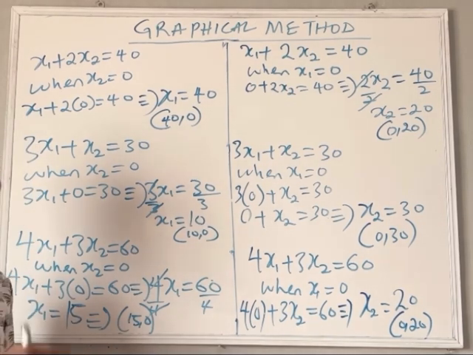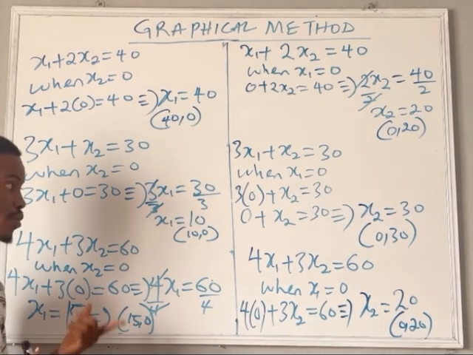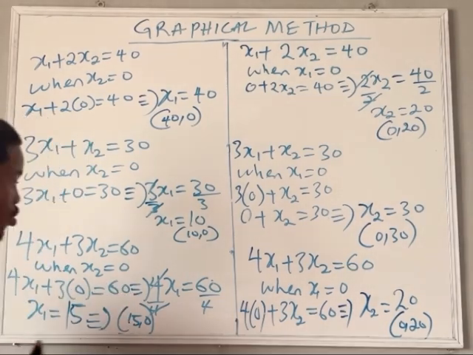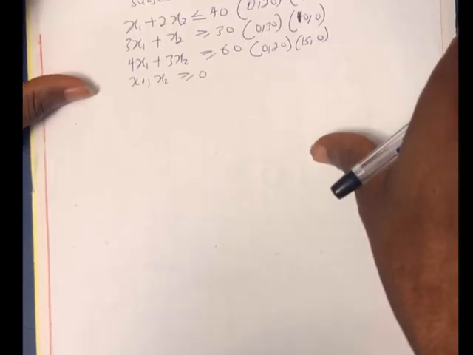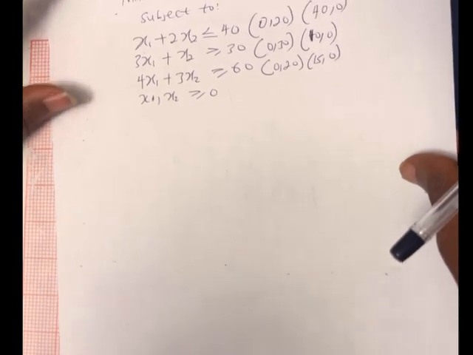So we now locate our four corners of the feasible region, where we are going to get a minimum value. I will draw the graph on this. You can make a screenshot for this. So our next step is to plot the coordinates on the graph.